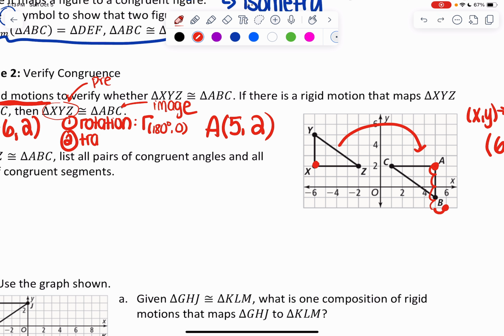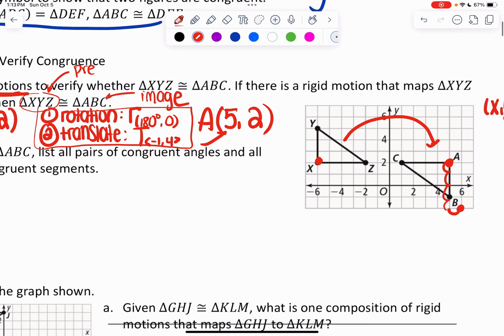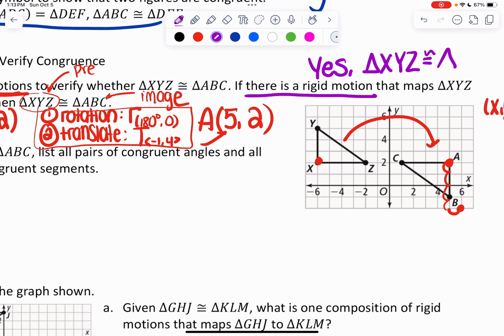Let me spell that right. Okay, and we would write it like this: capital T, it would be left 1, and then up, what did I say, 1, 2, 3, 4. Okay, and then that would get it to point A. So these are the two types. So in other words, yes, to answer the question, yes. Okay, and therefore triangle XYZ is congruent to triangle ABC.